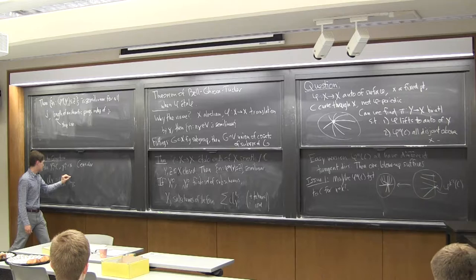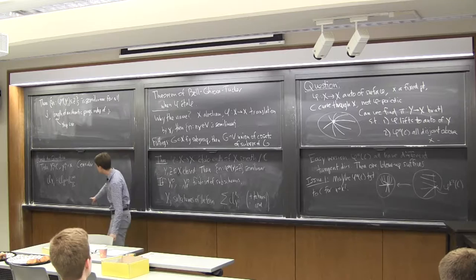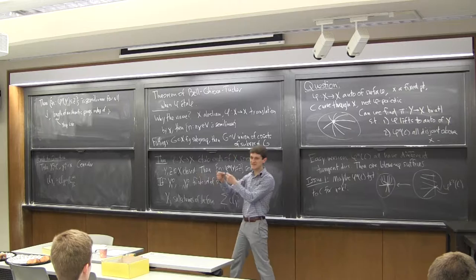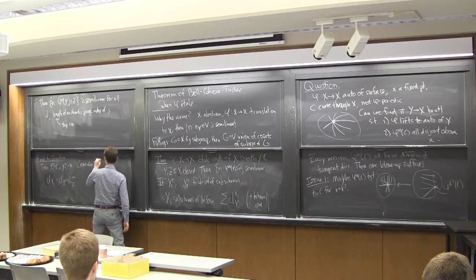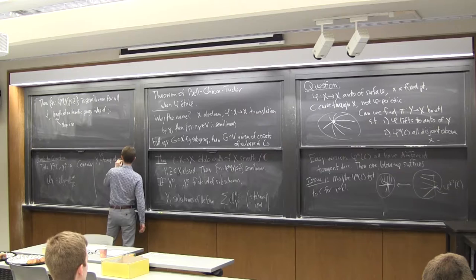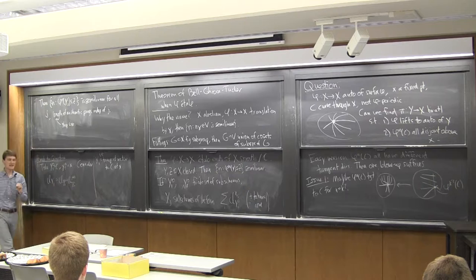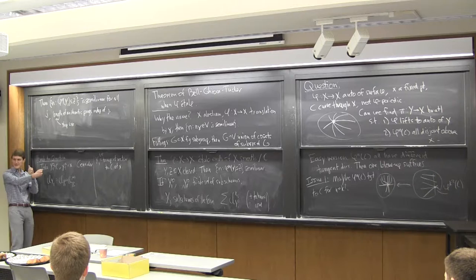So what happens when I plug in j equals 2 here, for example? I get the ideal of the curve plus the square of the ideal for the point. So I get a tangent vector to the curve at the point. What happens when I take J to be bigger? I get the ideal of the curve plus some higher thickening of the point, but I get some kind of kth order germ of the curve at the point X.